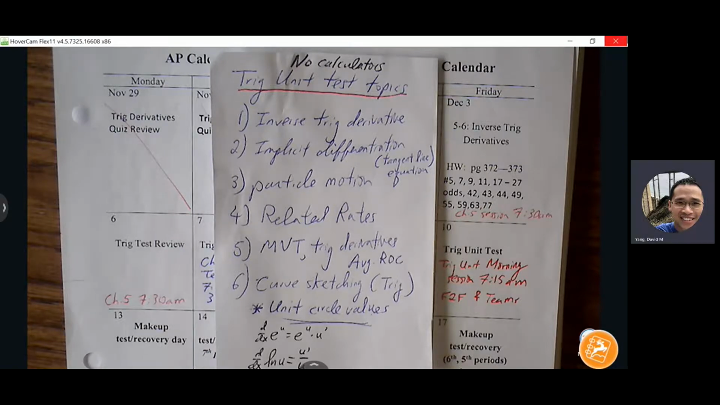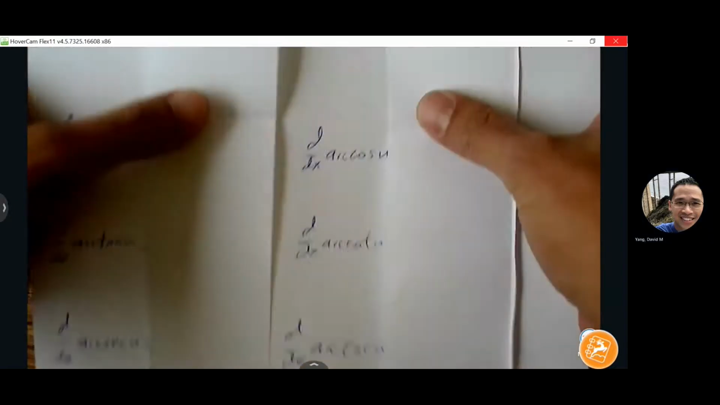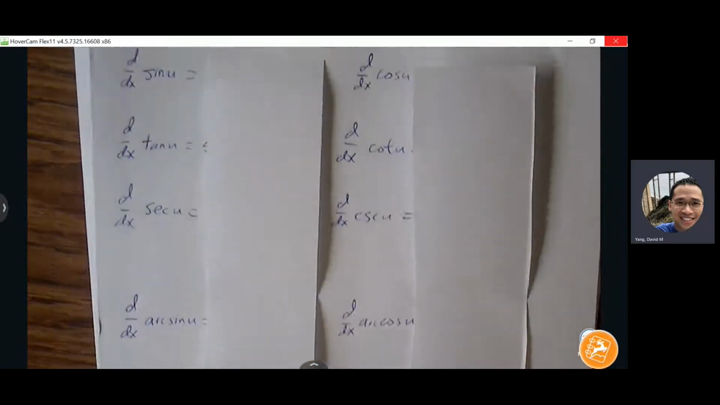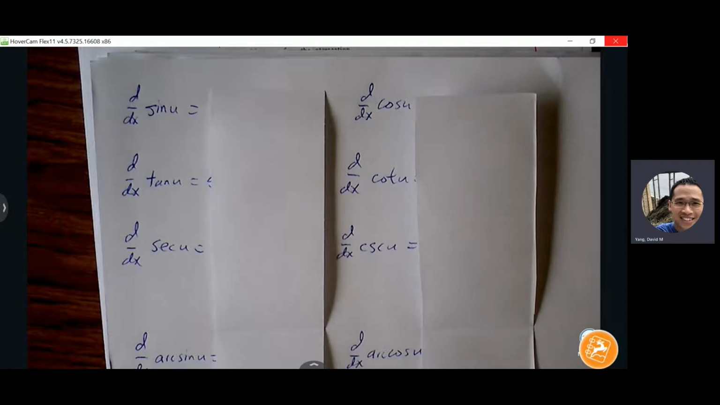So let's spend some time reviewing through our derivative rules. Now, as far as derivatives go, the big three are these three here. So power rule. We've been using power rule ever since August. E to the u.